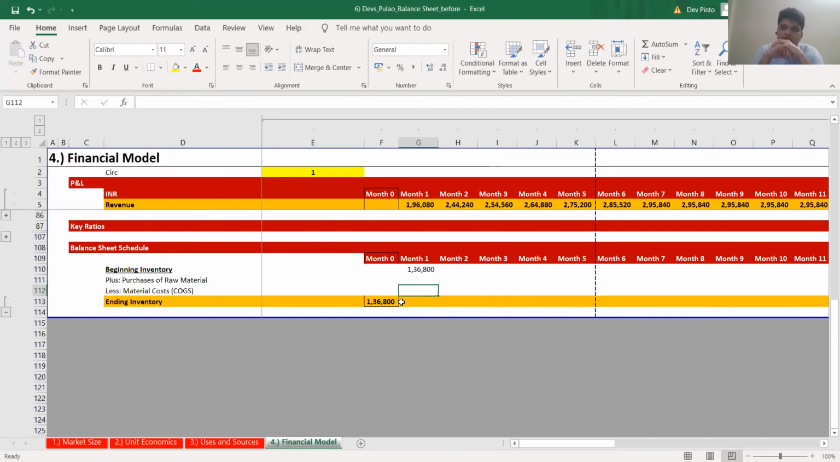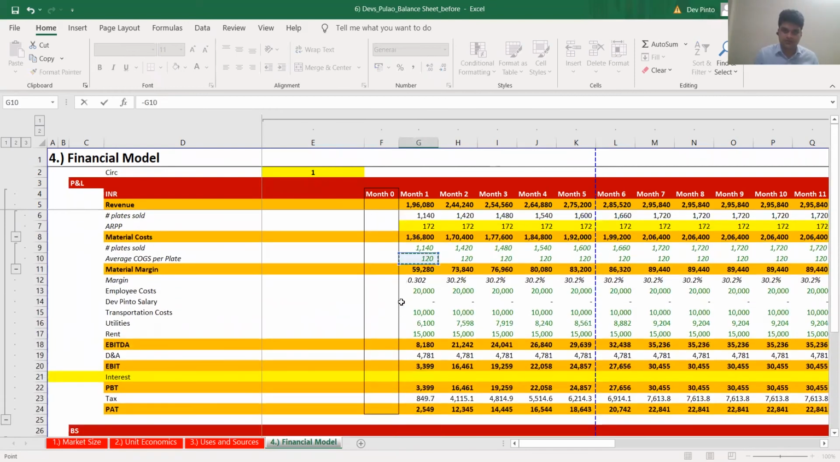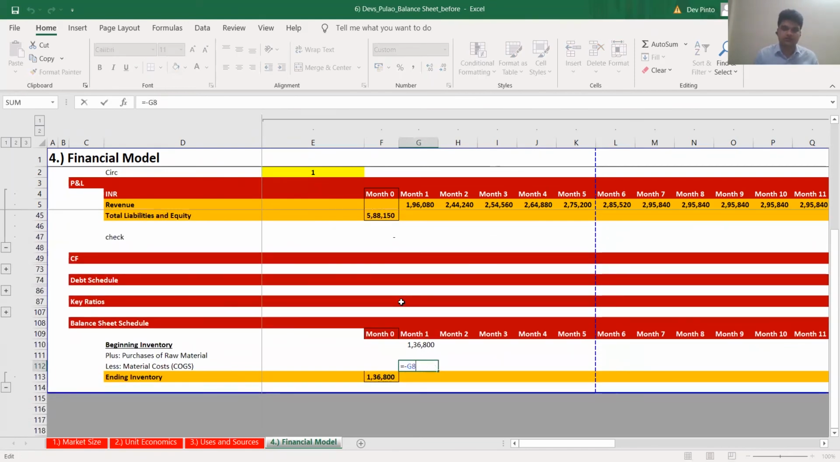Remember, all of this inventory that we budgeted was for 1 month, the first month. In that month, how much did we sell? We sold, I think, 1140 units. And what was the material cost? Let's go to the P&L and find out. 136800, or same as the starting inventory.